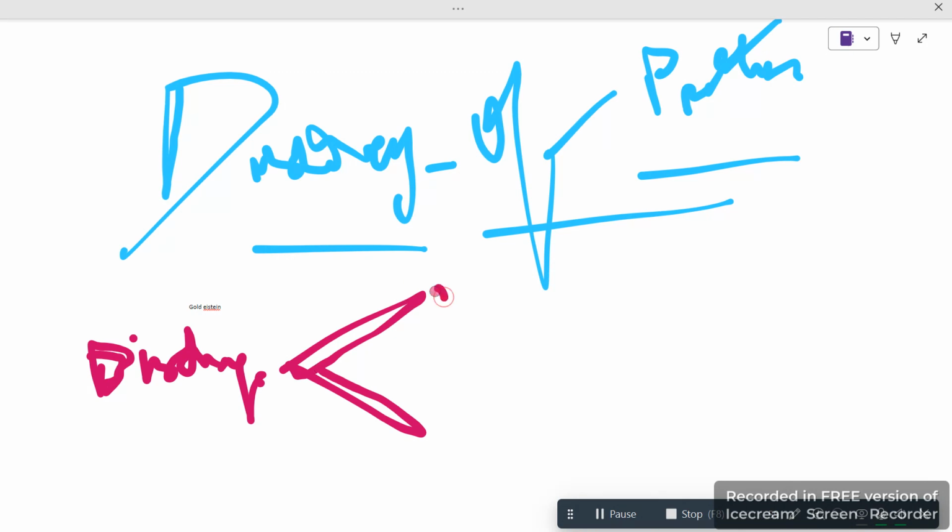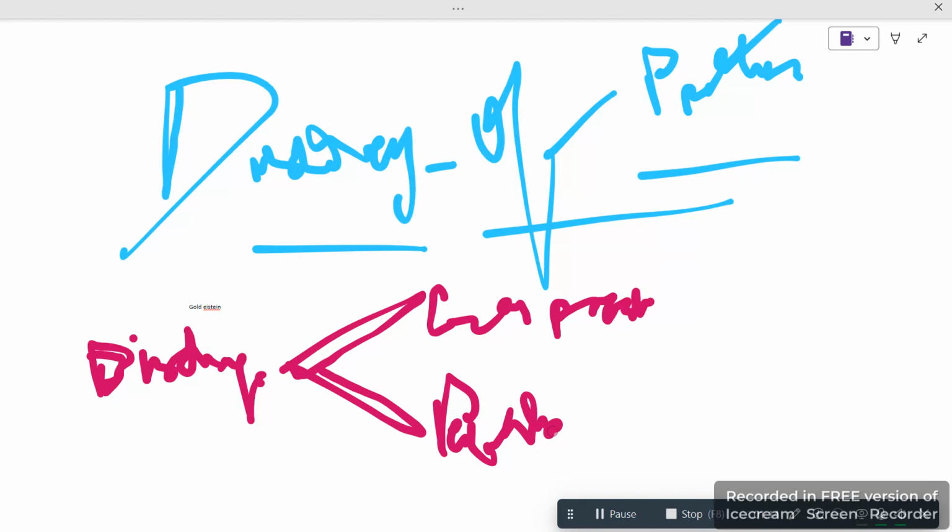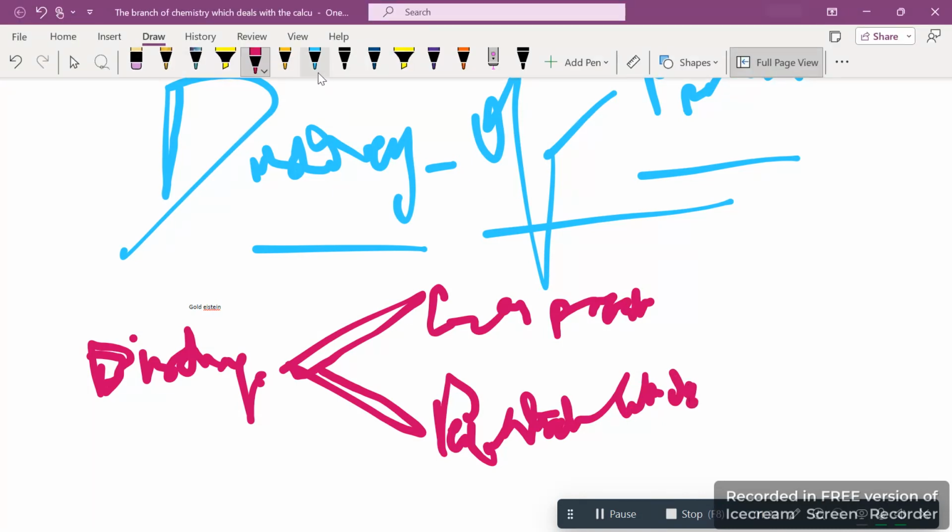First is gas pressure. The second is perforated cathode, which I'm going to tell you what both of these points mean. Cathode. So simply, let's go with orange.